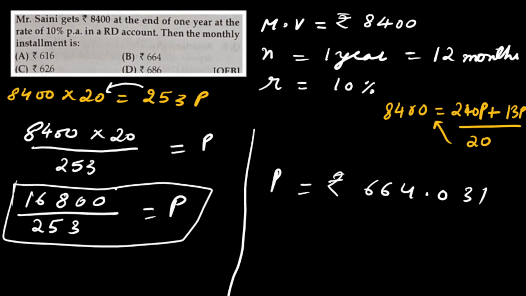664.031. So here if we divide, we'll get this. So if we see the options, the nearest option is 664. If we round it off, the principal is equal to rupees 664. Option B. Yes, so option B.